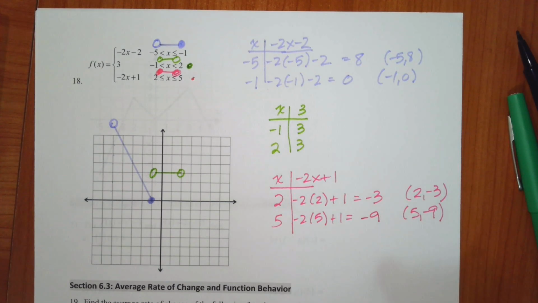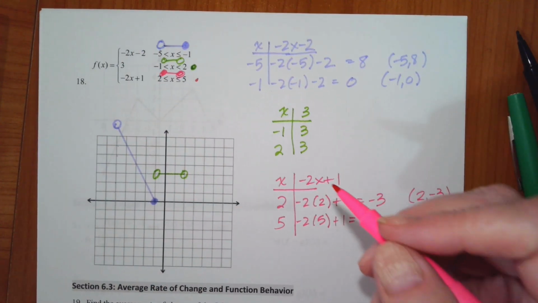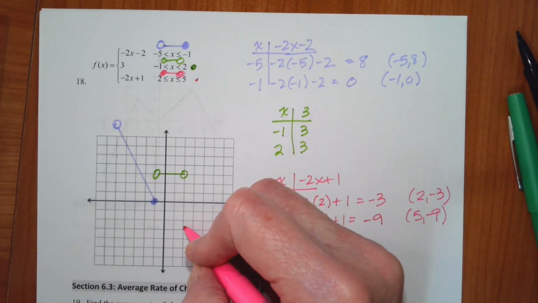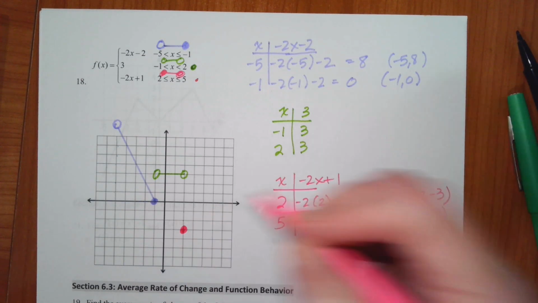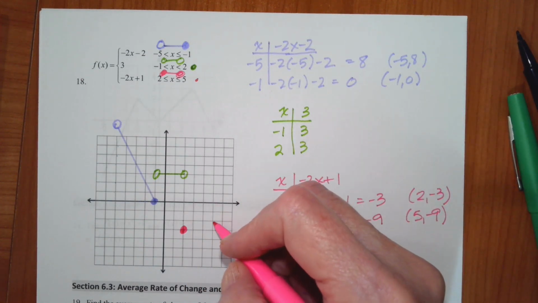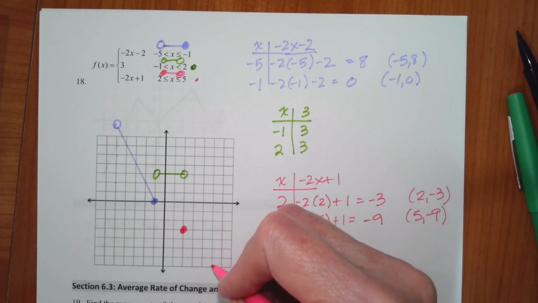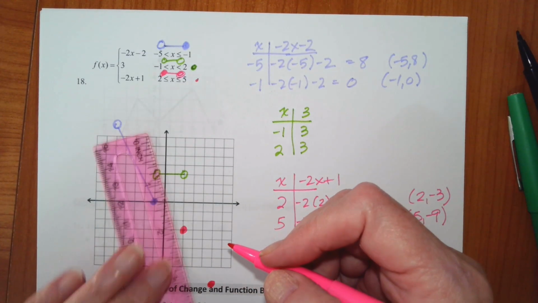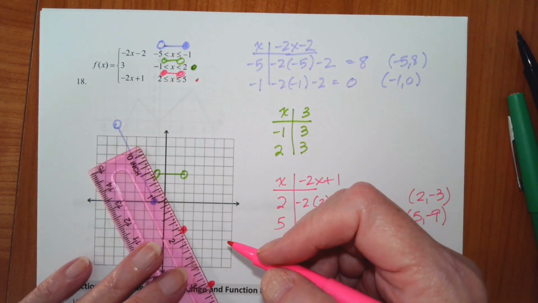Maybe I should have scaled them by 2, but I didn't, so I'm not going to go back and do it. All right, so here I have 2, negative 3, 1, 2, 3, and that is a closed circle. And then I have 5, and this is 1, 2, 3, 4, 5, 6, 7, 8, 9. It's going to be down here somewhere. And I connect my dots.